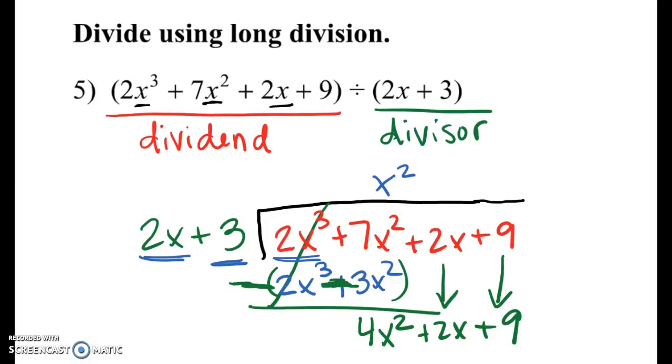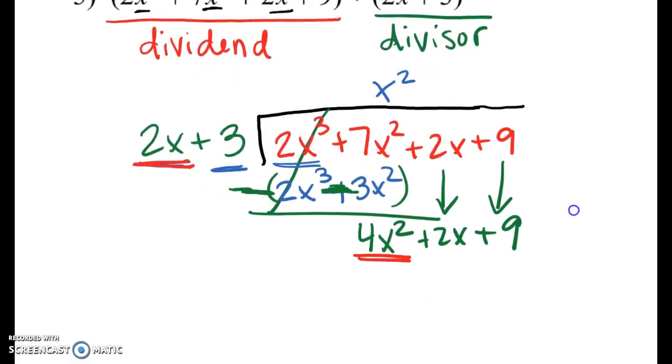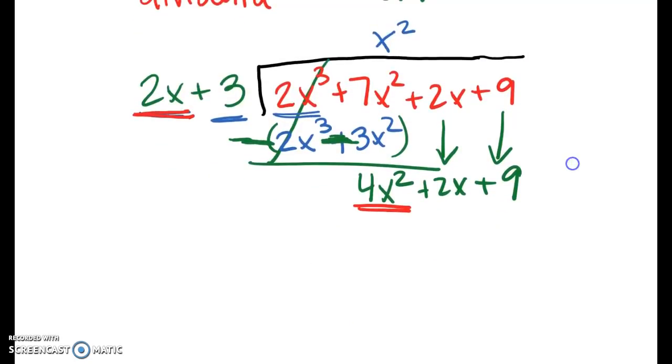We're going to repeat that first step where we ask, what is it that I need to multiply 2x by to get 4x squared? So I need to multiply 2x by 2x to get 4x squared. So 2x times 2x gave me the 4x squared, and 3 times 2x gives me a 6x.